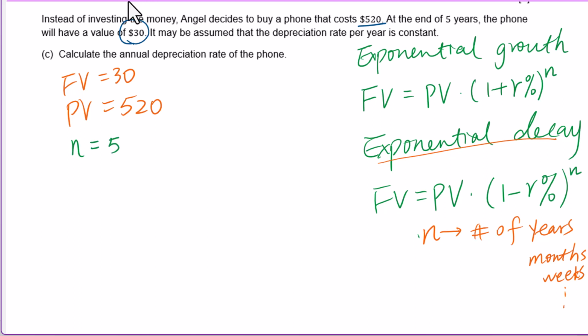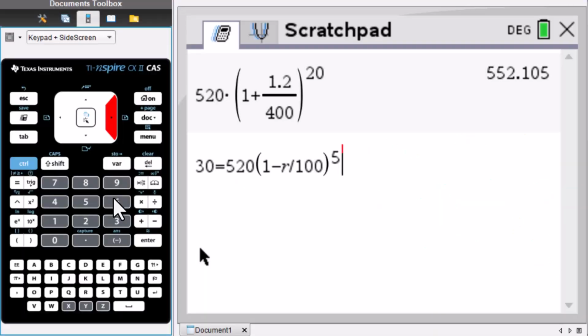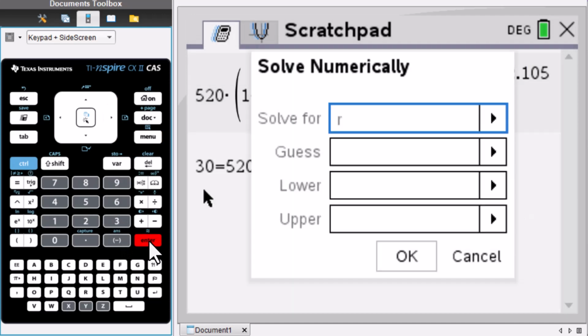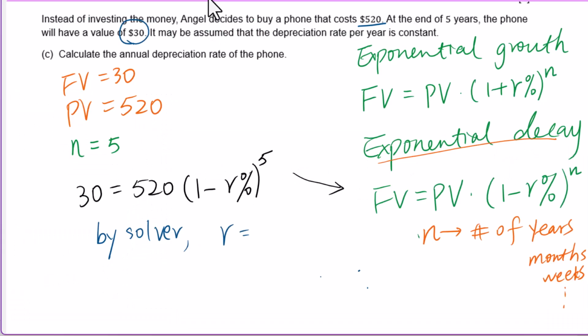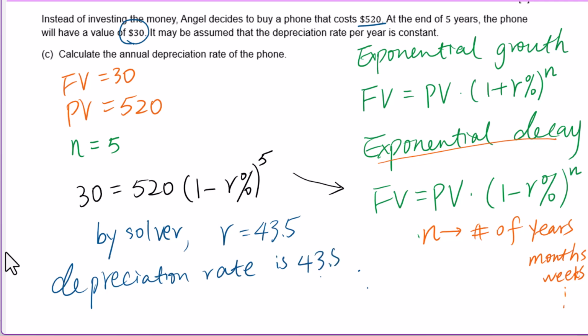We will put this into the formula. 30 equals 520 times (1 minus R percent) to the 5th power. We will put the equation in, then control menu. Enter, enter, enter. So R equals 43.5 to 3 significant figures. By the solver, R equals 43.5. The depreciation rate is 43.5%.